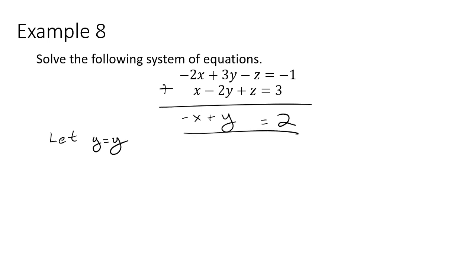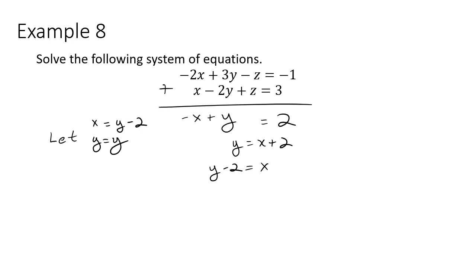Now we can take our equation with 2 unknowns and solve for x. So if we just add x to both sides, y would be equal to x plus 2. But y is not what we're trying to solve for. X is. We want it in terms of y. So now I'm going to subtract 2 from both sides as well. And so x would be equal to y minus 2.